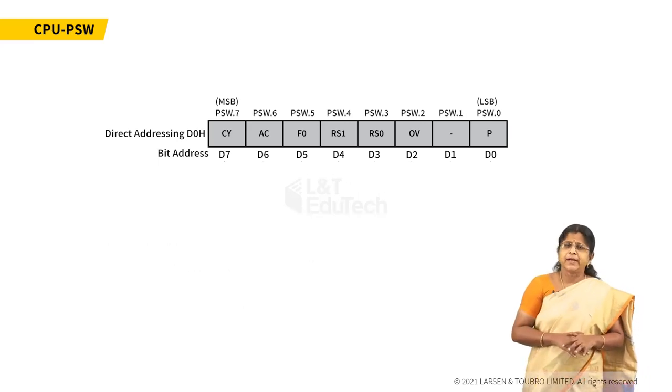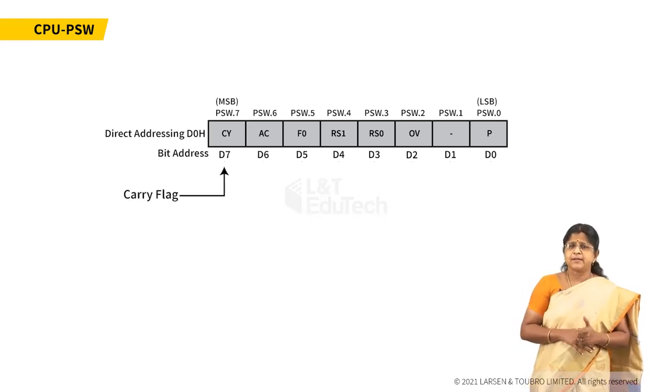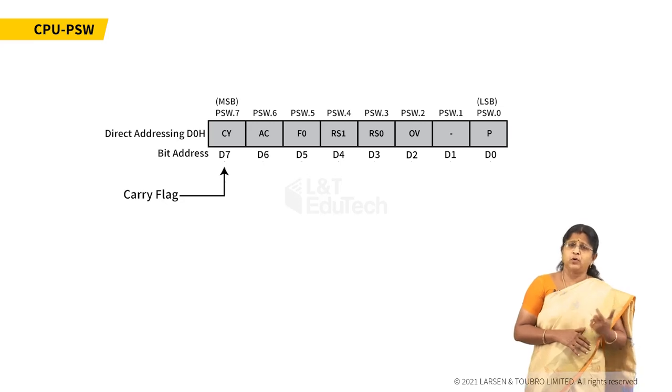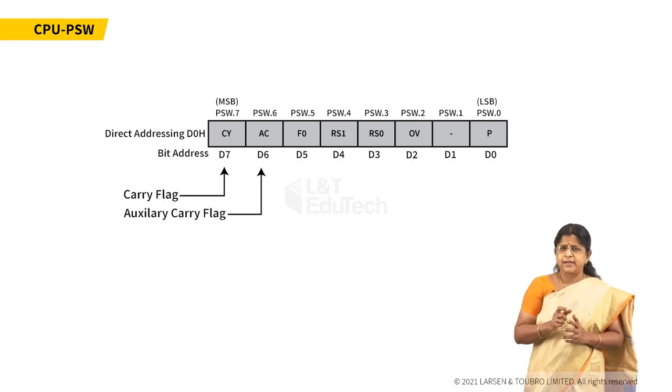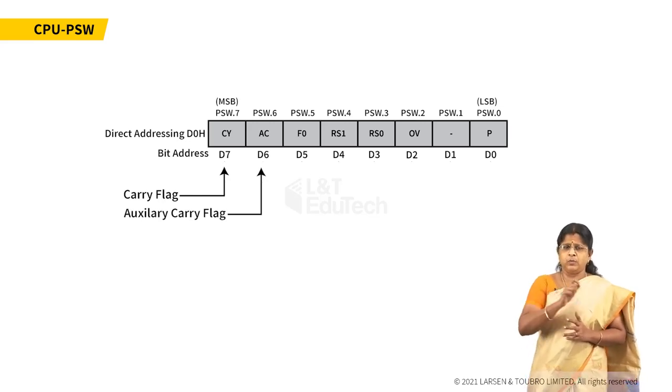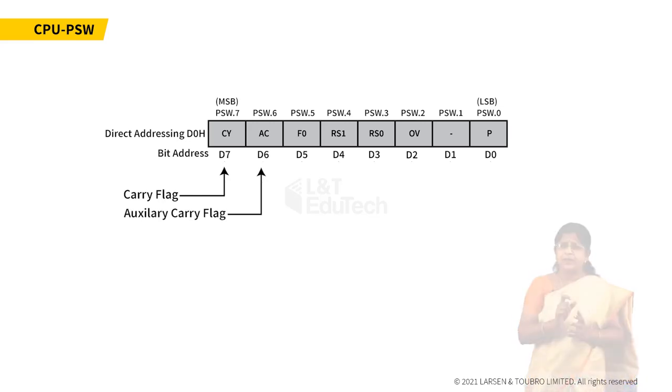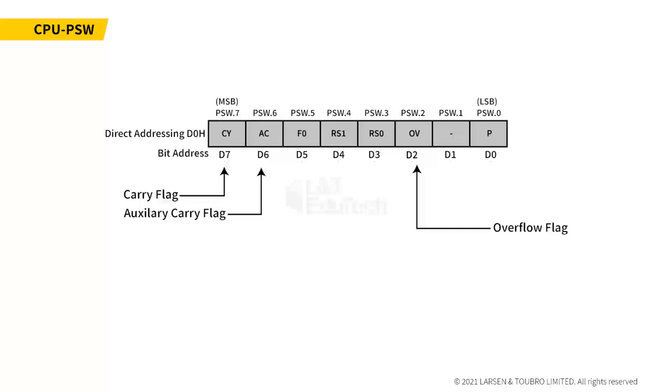Here CY is the carry flag, which is the overflow for the whole 8-bit, which is the 9th bit overflow. Then auxiliary carry flag, D3 to D4 overflow. There's another flag called OV, that's an overflow flag also, which is meant for some change in signed 2's complement operations. P refers to the parity flag, normally odd parity is followed.